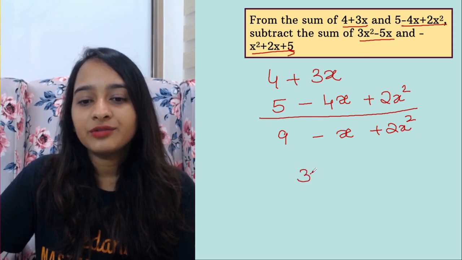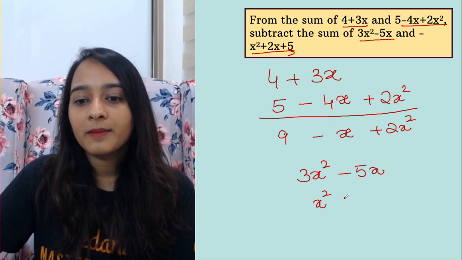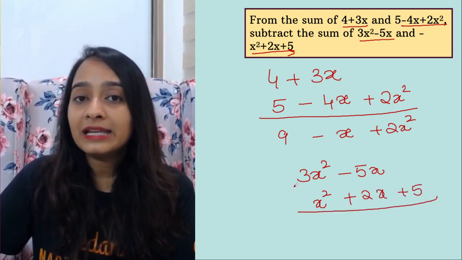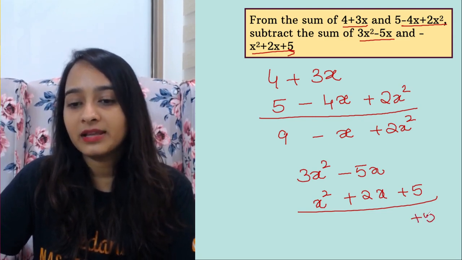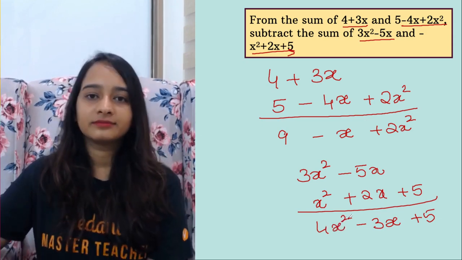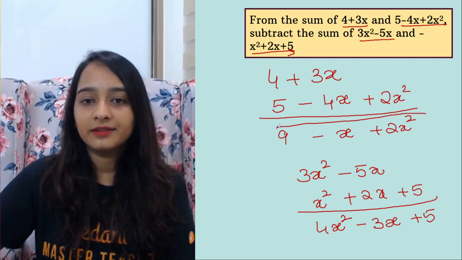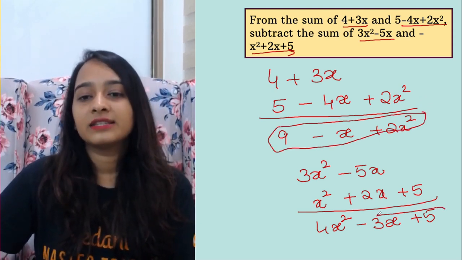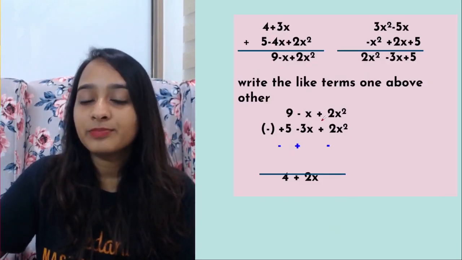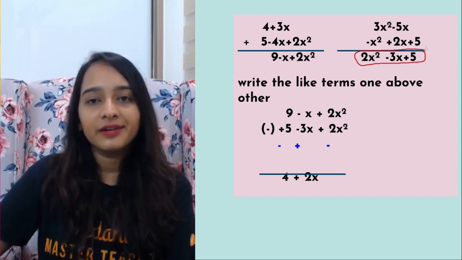For the next one, you have 3x square minus 5x, then you have x square plus 2x plus 5. Please remember, write only the like terms one above the other. Plus 5 minus 3x plus 4x square. That's it. So now what are they telling? You have to subtract this from the sum of this. So what will you do? 9 minus x plus 2x square minus of this expression here.